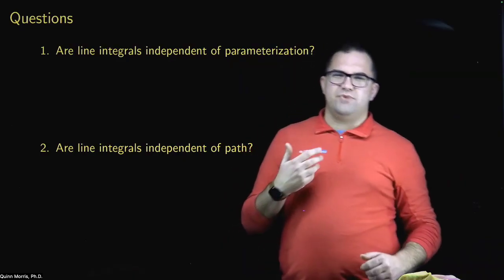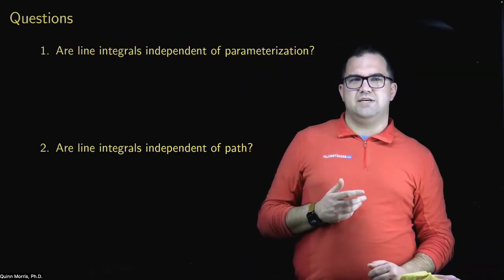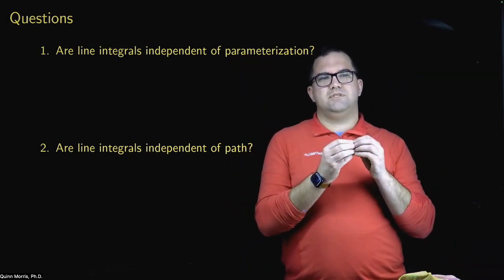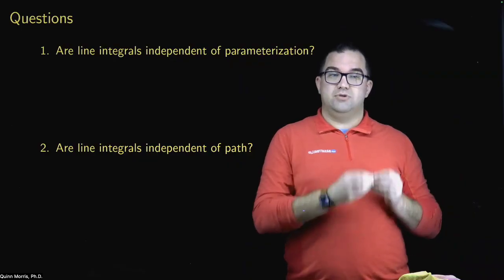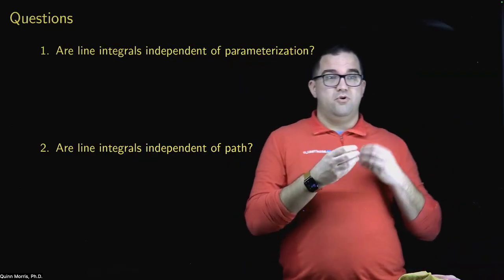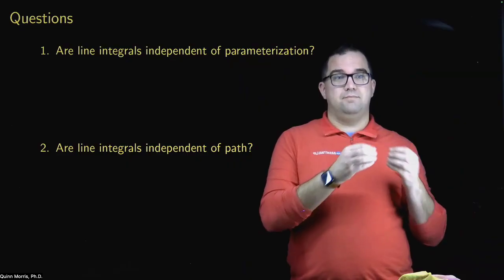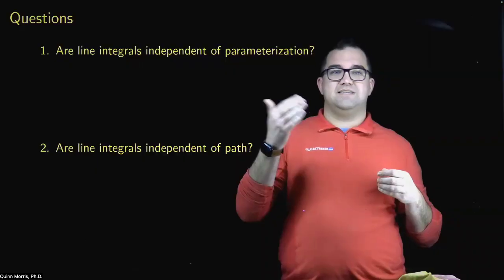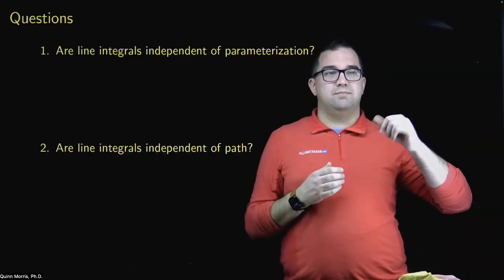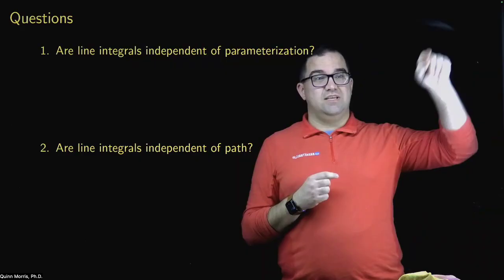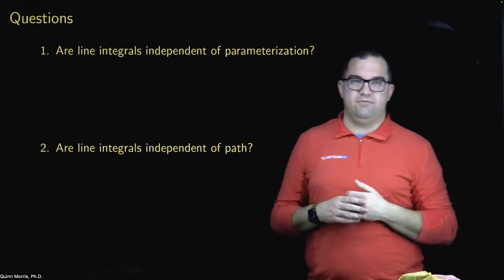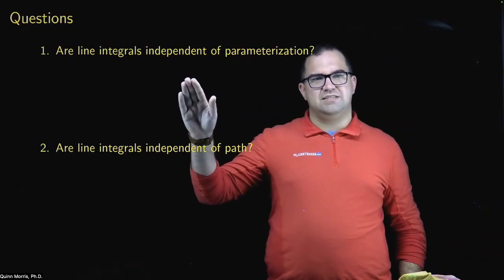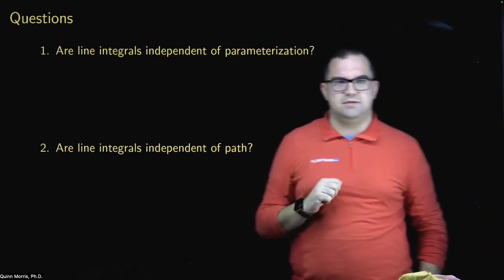The answer to this is really yes, they are independent of parameterization, but we have to define what we mean for two parameterizations to be equivalent to one another. So in the next video, we'll define that. And then we'll say that if you have equivalent parameterizations, then they give you the same line integral up to possibly a sign, because the direction that you traverse that curve could make a difference. So the answer to this is more or less yes. We just have to be careful about how we define some things.